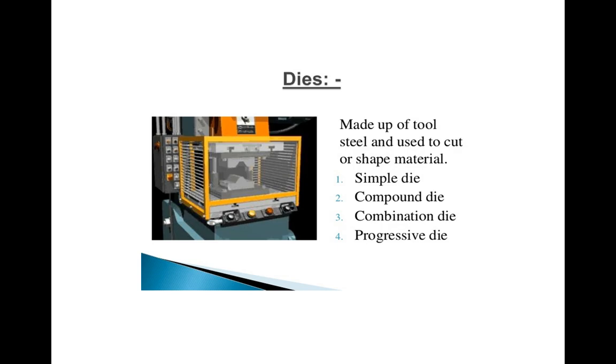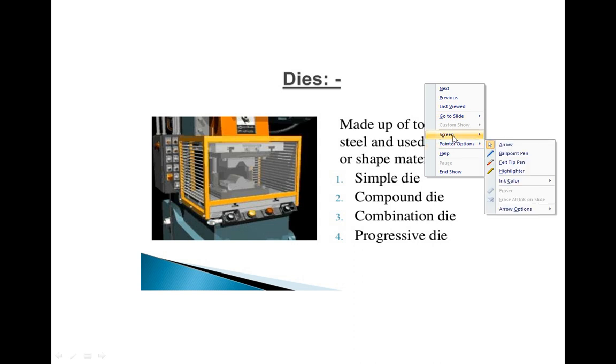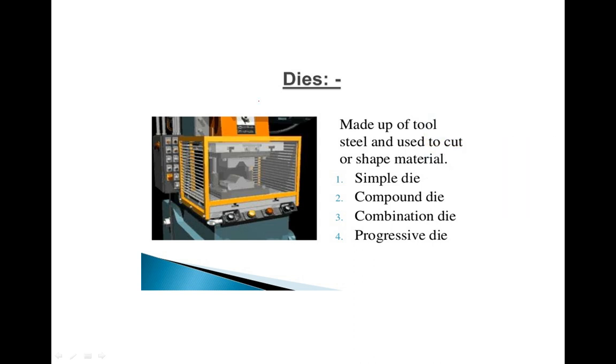So this is the block diagram. That is the picture of dies. If you look into this picture, these are the two dies, bottom die and upper die. This die is made up of steel material and it is used to cut or shape the metal.